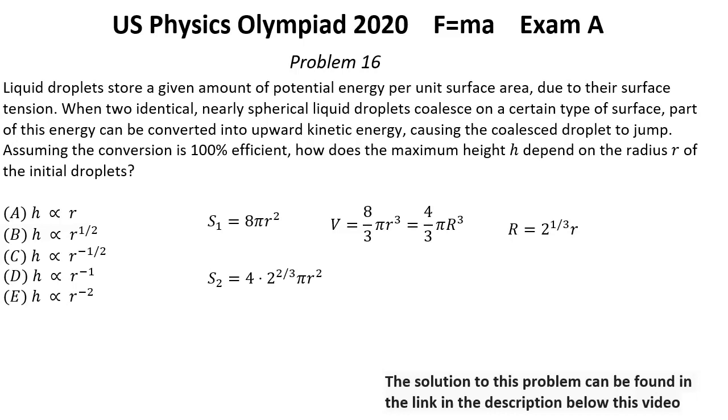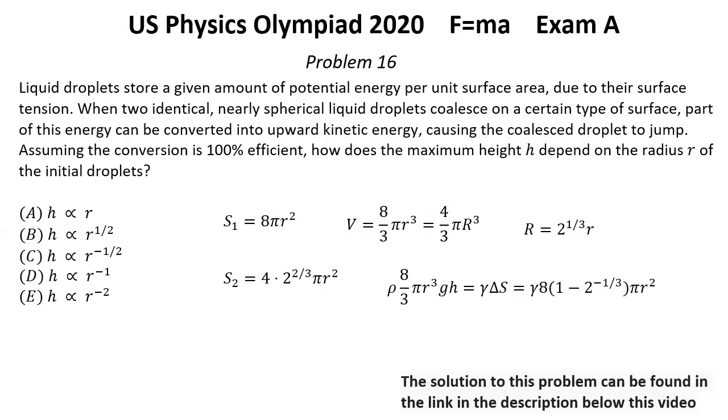Now let's work out the total mass and the change of surface area. The total potential energy will be rho multiplied by the volume, which is 8 over 3 pi r cubed, multiplied by g h, and that must be equal to the surface energy change, which is gamma delta S, which is this expression. And we see that finally we have h proportional to r to the power -1, which is answer D, and that was the solution for problem number 16.